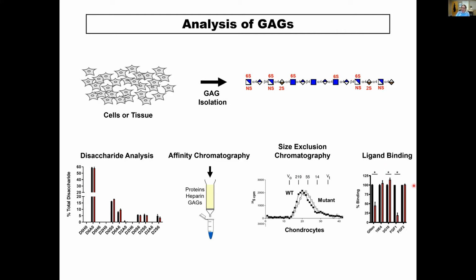And finally, we can also use surface plasmon resonance or flow cytometry to look, for instance, at cell surface binding. So we can incubate different growth factors that are known to bind to, for instance, heparan sulfate or other glycosaminoglycans. And we can look at, for instance, in a normal cell versus a mutated cell, whether if you knock out one of the sulfotransferase enzymes, or for instance, in a cancer cell versus its relative normal cell, we can look at the binding of different growth factors on the cell surface.